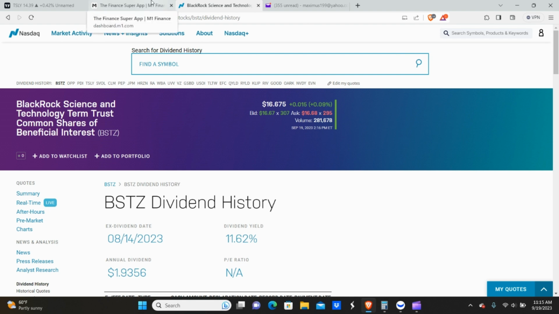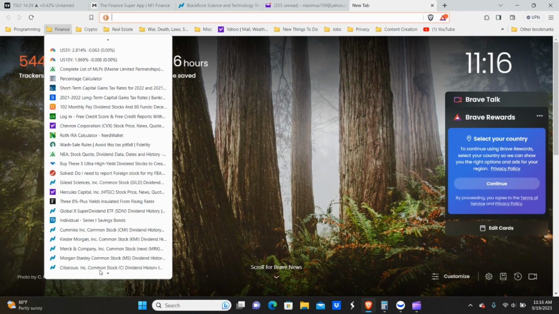So the fourth strategy here is basically to pick two funds and rotate the capital. So we're going to take a look at our prime example here.